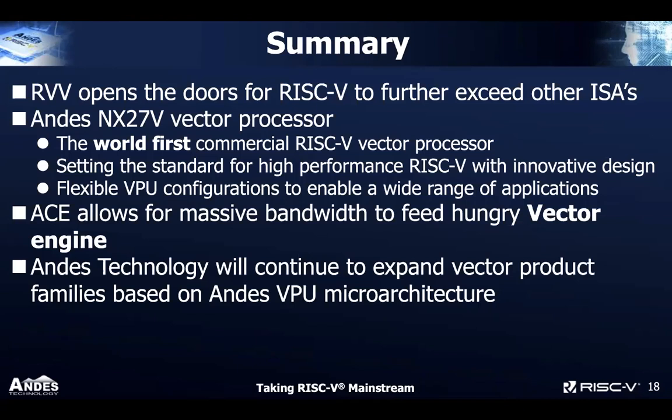For the very low end, use the DSP extensions. If you need to go higher, you could use the vector extension to really have a high-performance processor. Our ACE engine allows for massive bandwidth to feed the hungry vector engine. There's nothing worse than having a CPU or any execution unit sit there empty, waiting for bubbles. Lastly, ANDES technology will continue to expand vector product families based on our VPU microarchitecture.